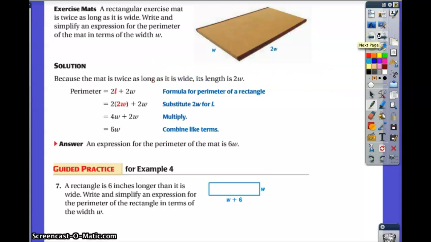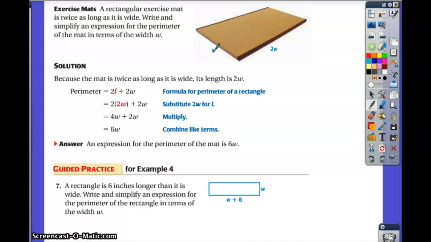Another type of example: a rectangular exercise mat is twice as long as it is wide. Write and simplify an expression for the perimeter of the mat in terms of the width w. So again, the width is w, and you know that the length is twice that, so that would be 2w for the length.